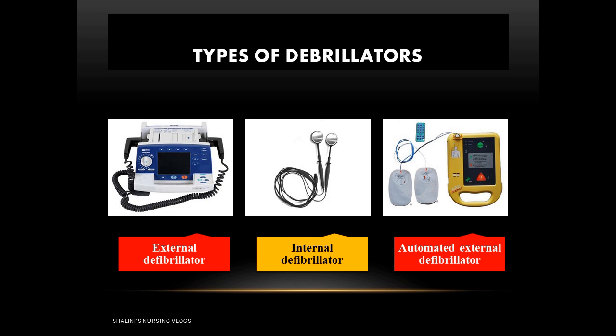Now let's quickly go through the types of defibrillators. The first one that you see in the panel here is called the external defibrillator. Here the paddles are directly placed onto the patient's chest. The second one that you see here is the internal defibrillator. Basically these are the electrodes being shown in the picture. These electrodes are spoon-shaped electrodes which are directly placed onto the heart of the patient.